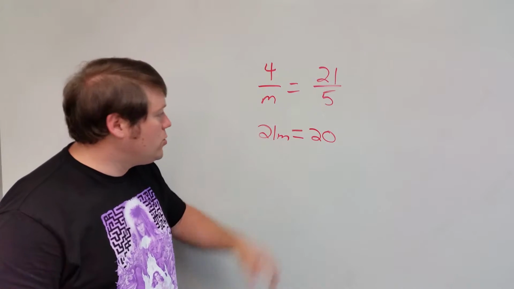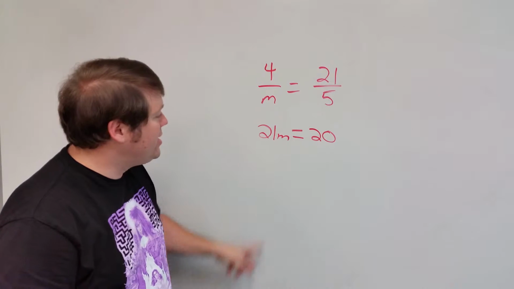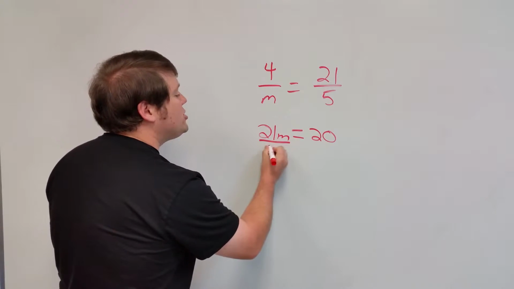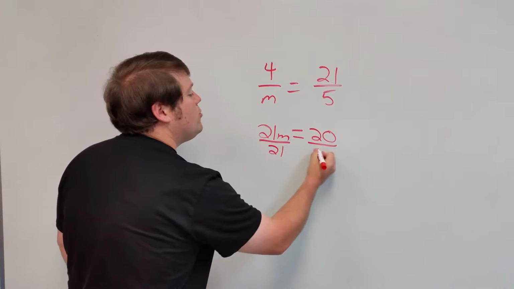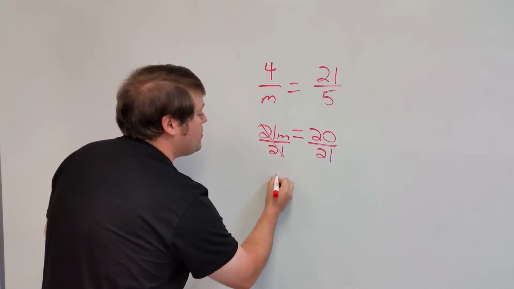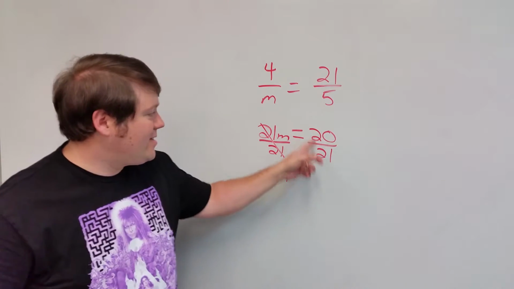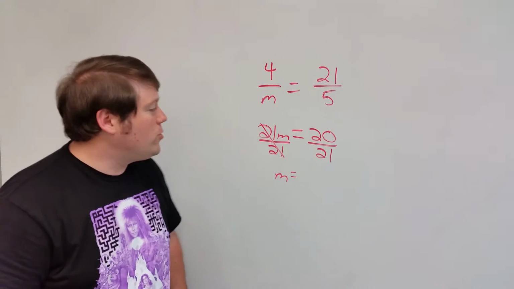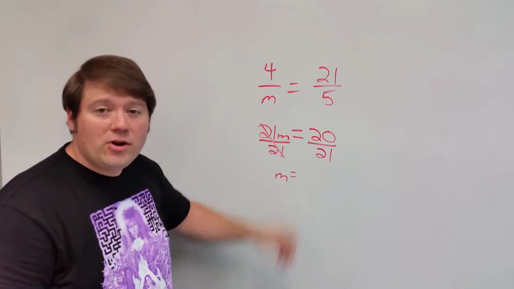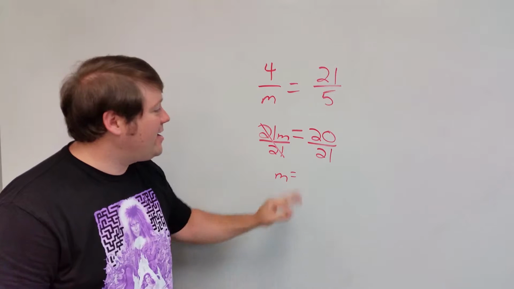And then, like we would do with any other algebraic equation, if I want to know what m is, to get rid of that times 21, I just divide both sides by 21, and all of a sudden I have m equals something. Now, if I did that division problem, I wouldn't get a whole number. I would get a decimal or a fraction, which this is already a fraction, and that's a fine answer to have.